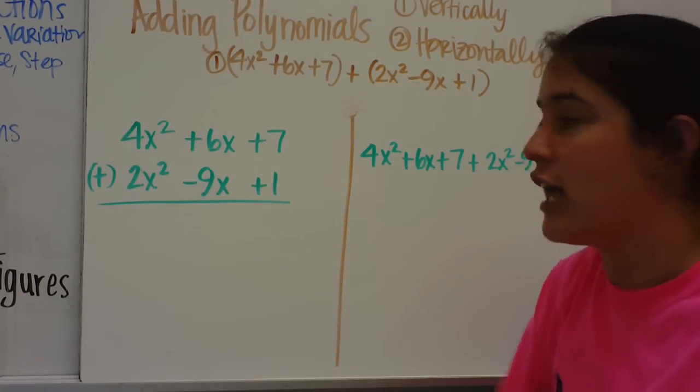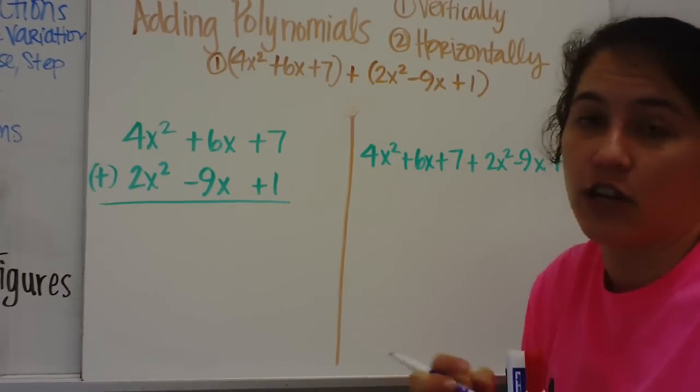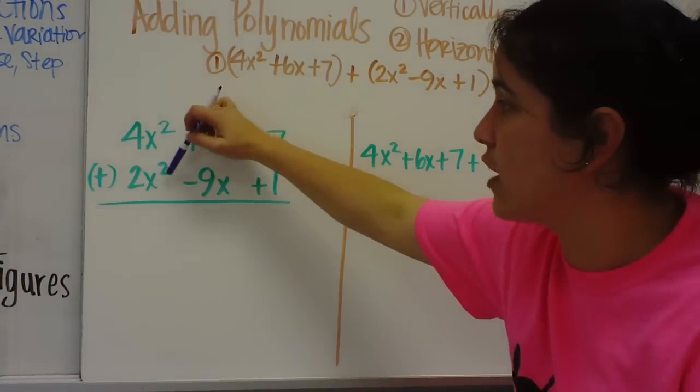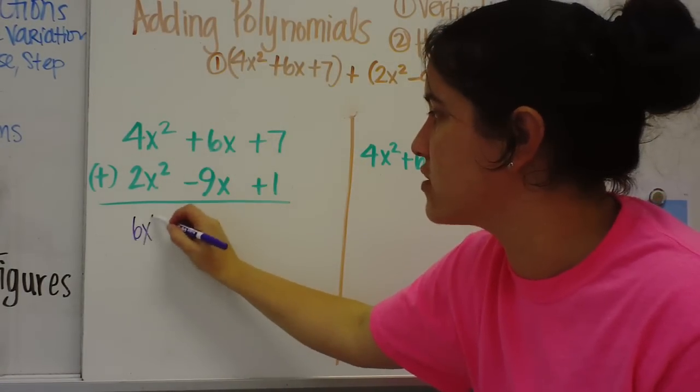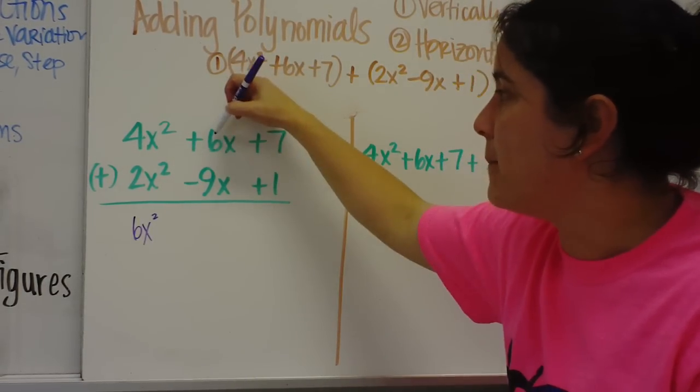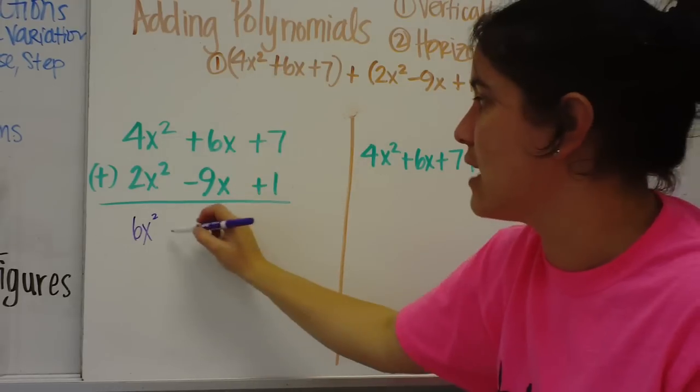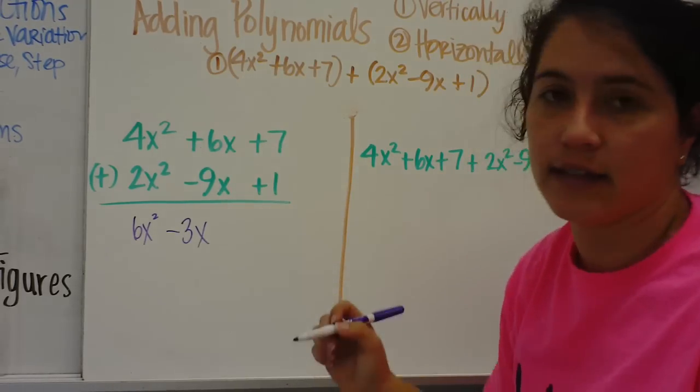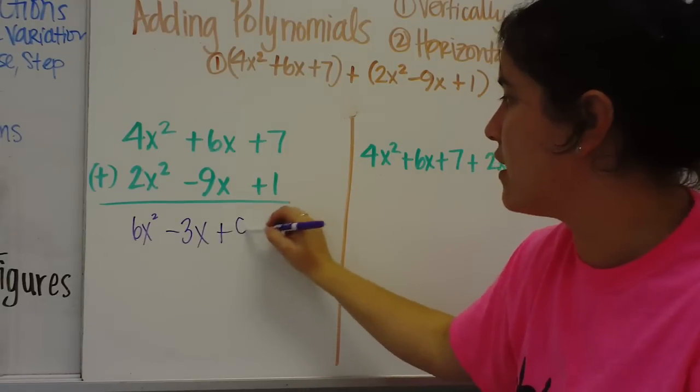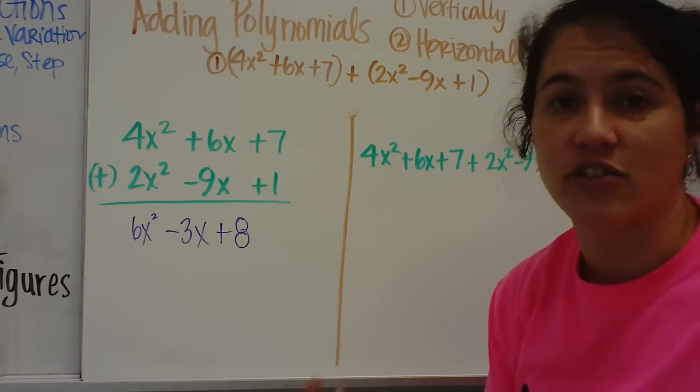Once you line them up vertically and all of your degrees are the same, you're going to combine like terms. So we have 4x squared and 2x squared, which is going to be 6x squared. Positive 6x minus 9x is going to be a negative 3x, and then 7 plus 1 is 8. And so that is your answer.